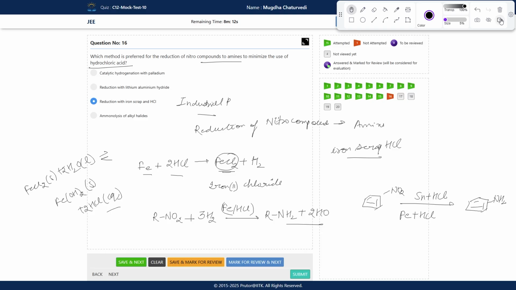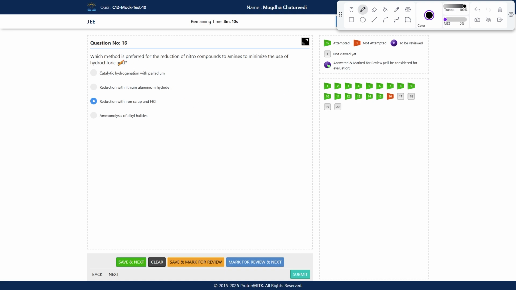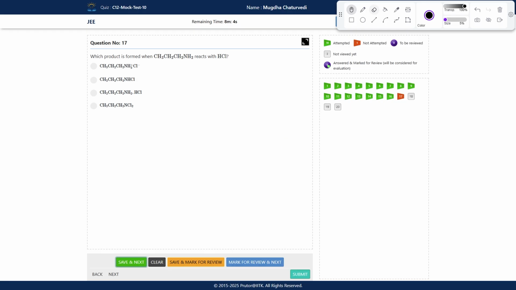Now let us move on to the next question, question number 17. What product is formed when this reacts with HCl? In this question we will see that this acts like a base. When it reacts with HCl, it will donate its lone pair and you will get CH3CH2CH2NH3+ Cl-. So we get N-propyl ammonium chloride.